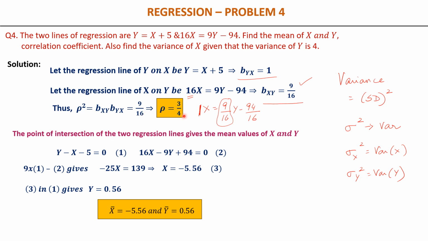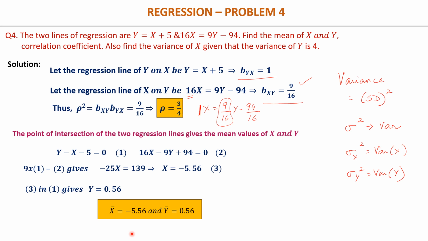Obviously, rho will be 3 by 4. There is no concept of plus or minus here because both bxy and byx are positive. So rho is 3 by 4, and that also confirms that our choice of the lines is correct, because the rho value should always be less than 1, and 3 by 4 is 0.75, which is certainly less than 1.